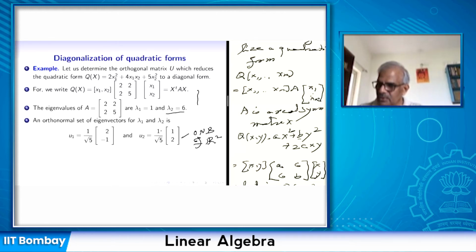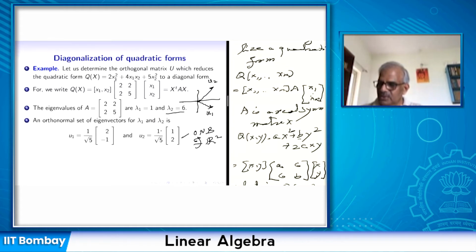So this U1 and U2: U1 x coordinate is 2, y coordinate is -1. So U1 is pointing in this direction, and then U2 is perpendicular. This is 1, 2, so it is pointing in this direction. These are the directions of the eigenvectors.